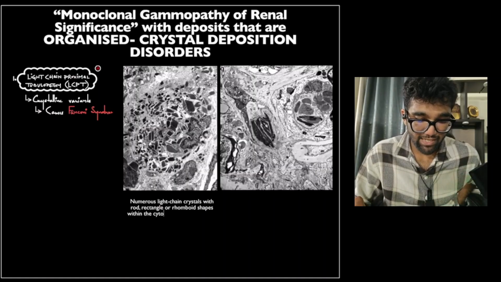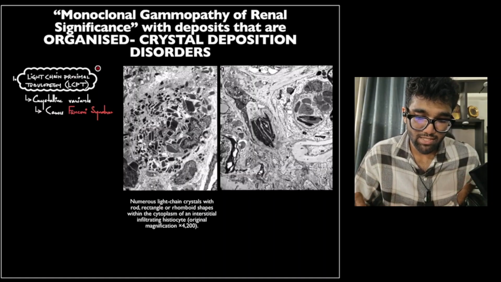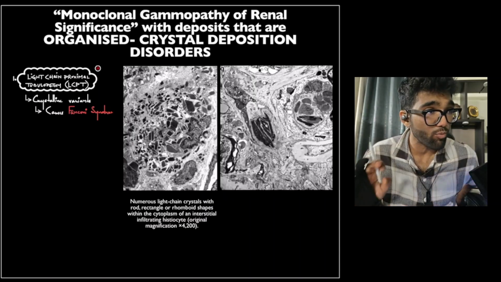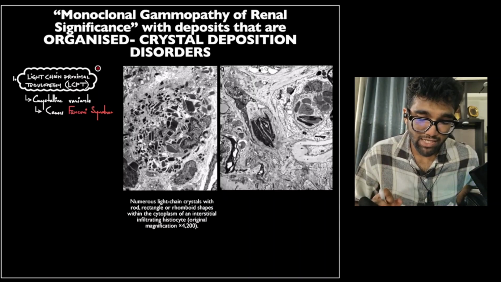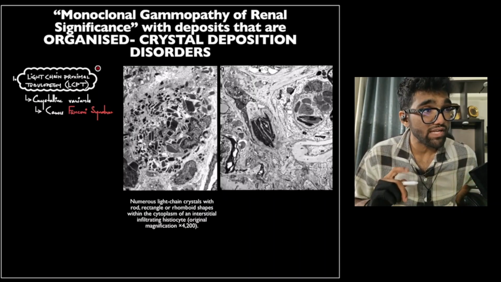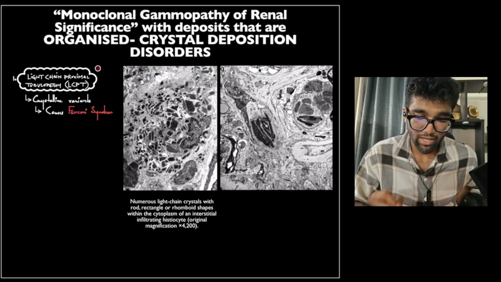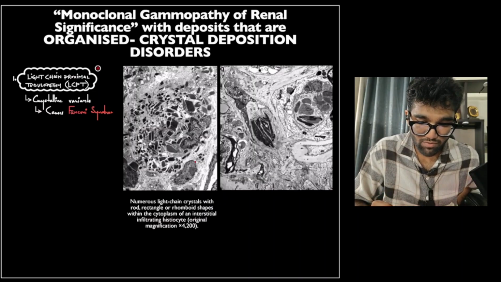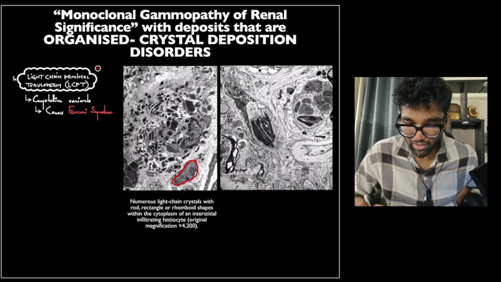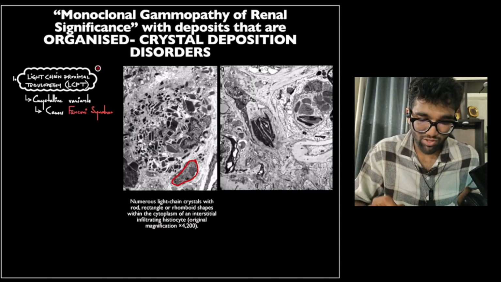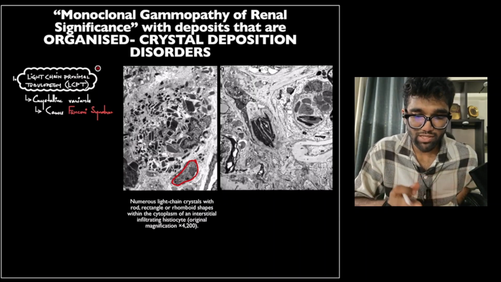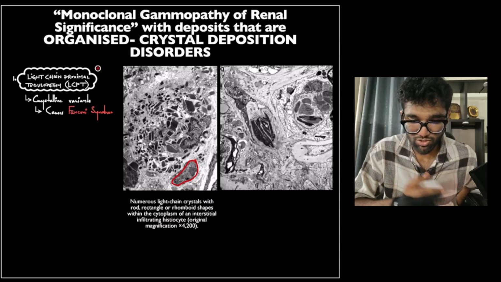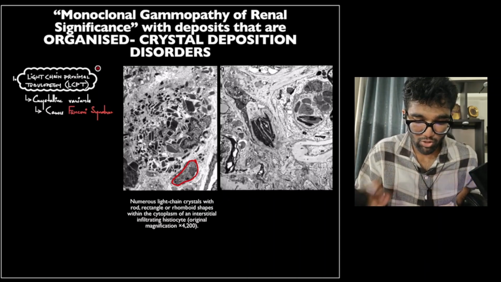In the second case, we have numerous light chain crystals with a rod, triangle, or rhomboid shape. Importantly, these are located within the cytoplasm, often of infiltrating histiocytes. And how do I know this? Because of the morphology of the nucleus in the other parts that is not shown in this particular photomicrograph.